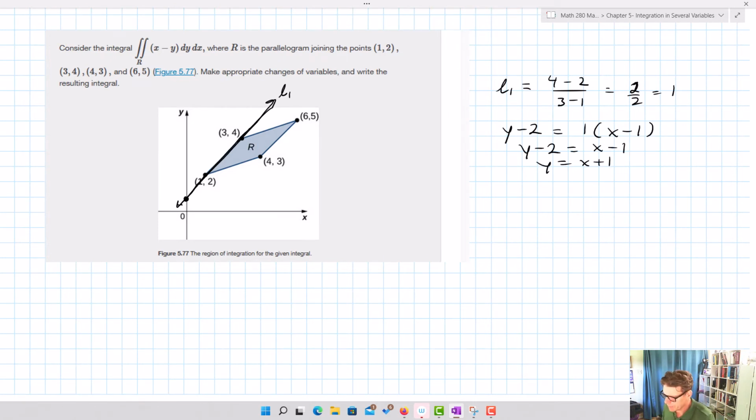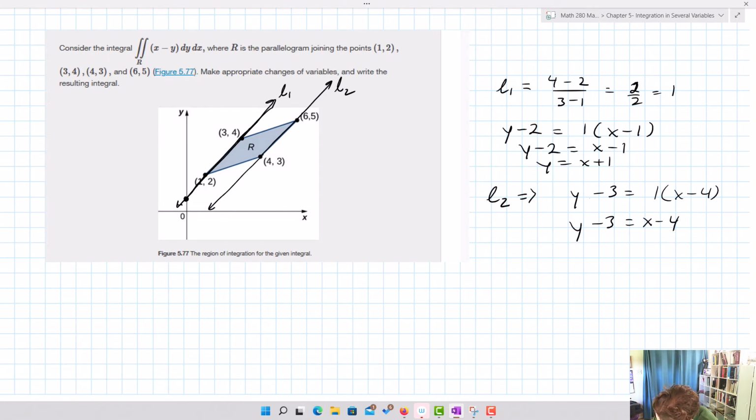So that's line 1. And if you notice the parallelogram, the slope of this opposite side is going to be exactly the same, equal to 1. We'll call this line 2. Line 2 is going to give us y minus 3 equals 1 times x minus 4. And so that's y minus 3 equals x minus 4, so y equals x minus 1. So that's my second line.